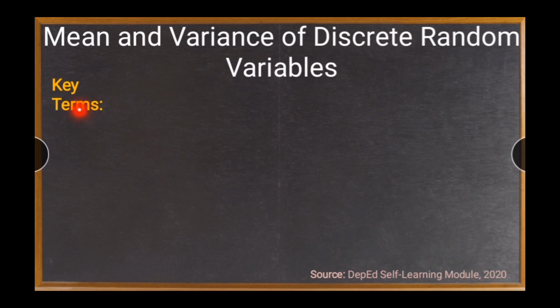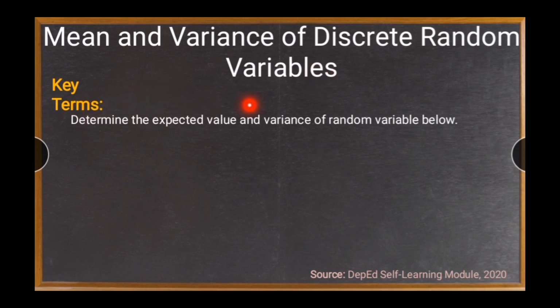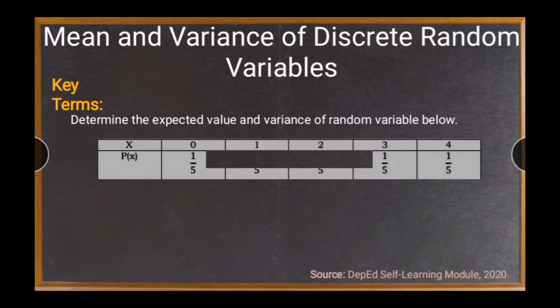Let's have the key terms first for you to understand the concepts that I'm going to include in this specific lesson. Kindly consider first this situation. We will use this one to define terms that will be useful in understanding this lesson. Determine the expected value and variance of the random variable below. We have here a random variable, capital letter X, and then the probability function.